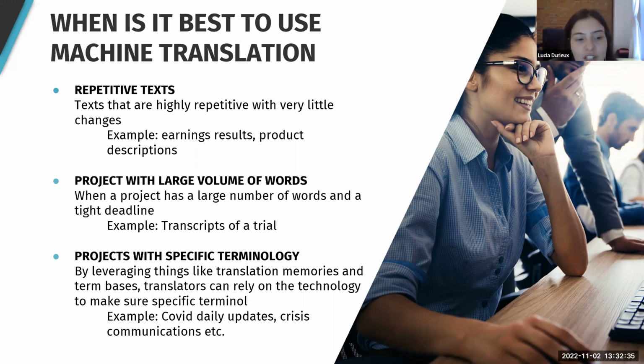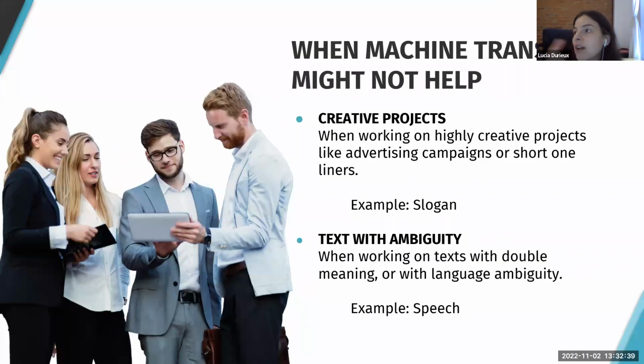And like any other technologies, there are scenarios when it's not able to help, or it's not the best suited solution. So think about, for example, creative projects. So if you're working on something that's highly creative, something that requires short one or two liners that are very, very creative. So if you have campaign slogans, if you have things that are of that nature. Also text with ambiguity. So if you have double entendres, if you have, for example, the speech of a CEO that is toned with nuances and different meanings, that's something that the machine might not be able to capture as well. You can get there eventually, but it will take time.